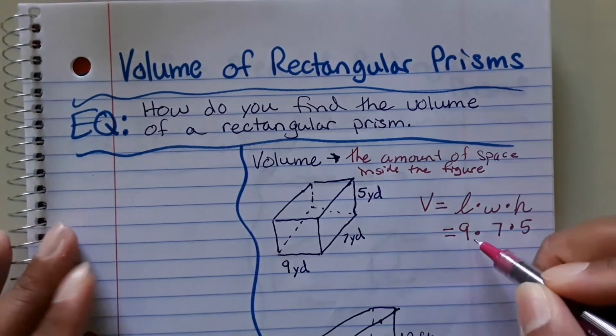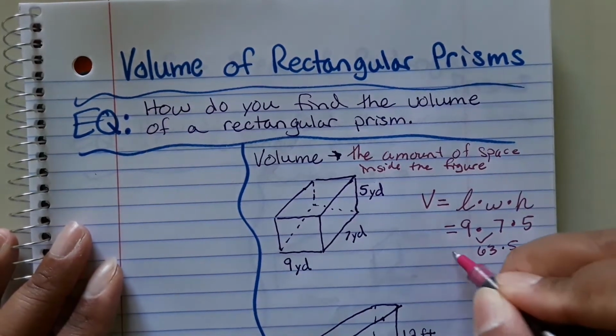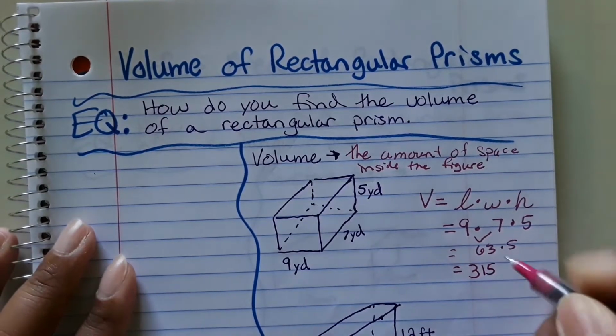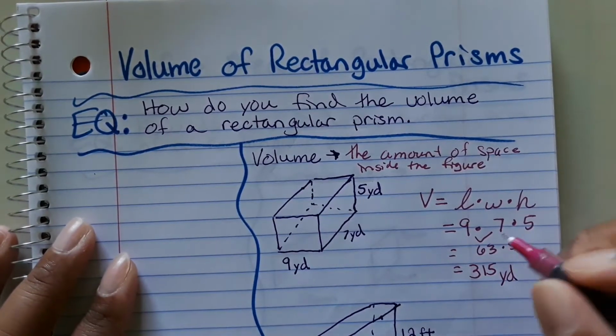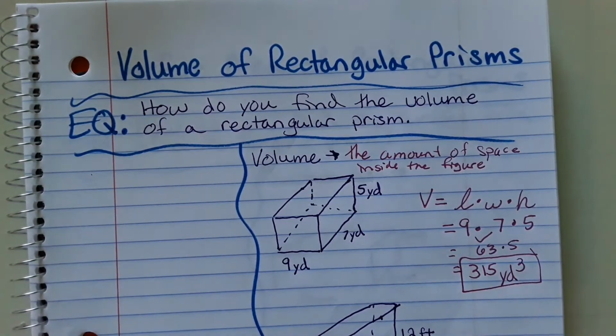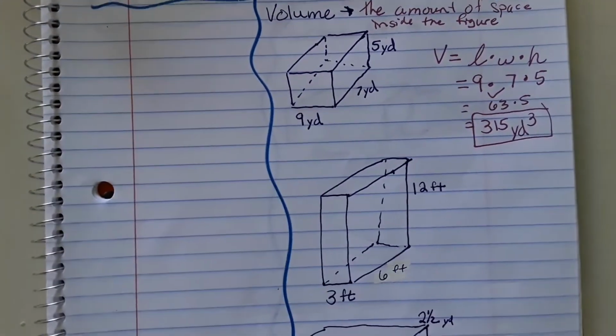So 9 times 7, you know, would be 63. 63 times 5 is going to bring you to 315, and that would be measured in yards, and it's cubic yards. Because when we're talking about 3-dimensional figures, we want to know how many cubes of that size, of that measure, in this case yards, it will take to fill up that figure. All right, it's that simple. We have 2 more examples, so let's get to it.